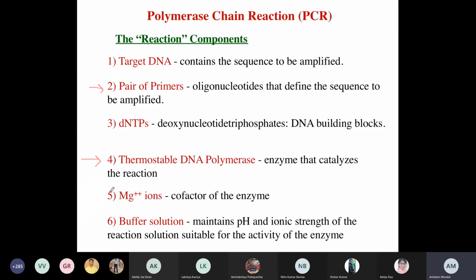So when we talked about the DNA replication process, what was the first step of DNA replication? What was the first step of the initiation of the DNA replication? Unwinding of the DNA strands by helicase. Yes. So unwinding of the DNA strands by the helicase, right?